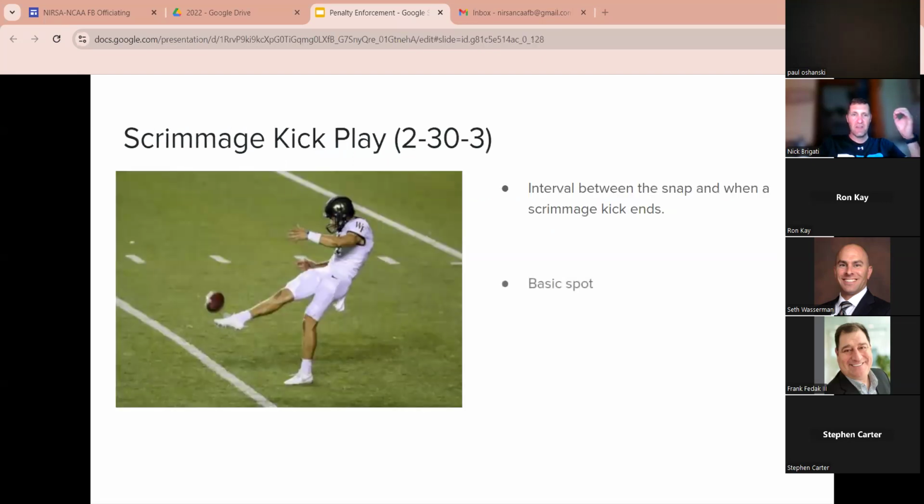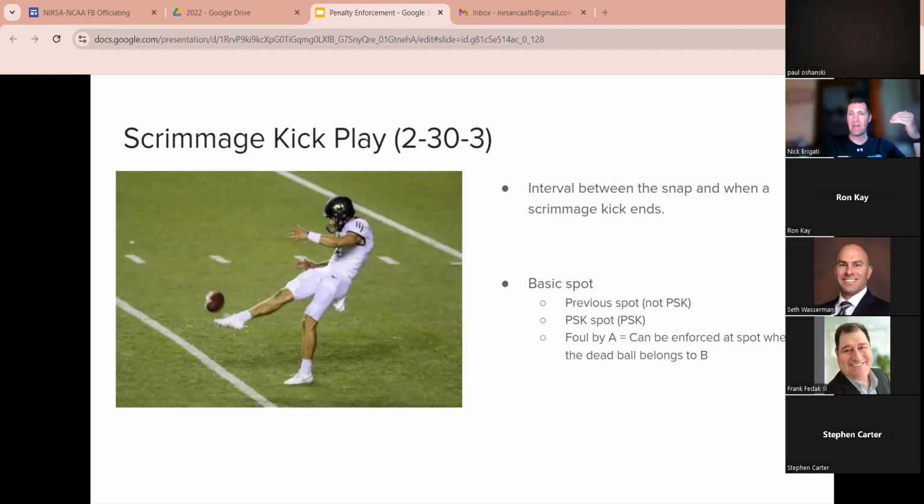Scrimmage kicks. The interval between the snap and when a scrimmage kick ends, our basic spot is the previous spot for non-PSK fouls, or the PSK spot for post-scrimmage kick fouls. And again, a foul by A can be enforced at the spot where the dead ball belongs to B. Could be anything. Simple illegal formation could have potential for tack-on enforcement. And those are options, obviously not required, but I think we all understand situations in which the receiving team would like to have the kicking team re-kick versus just keeping the ball after enforcement.